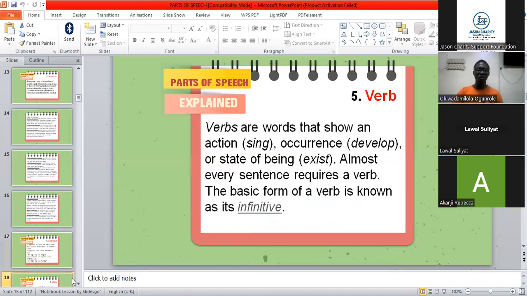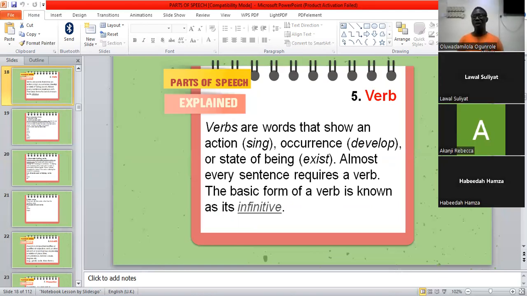So moving on from there, we are getting to the powerhouse. Basically, in the English language, we cannot write or form a complete sentence without having a verb in it. As a matter of fact, the verb is the only part of speech that is obligatory. That is, if you write a sentence and there is no verb in it, you have either written an incomplete sentence or you have written a phrase.